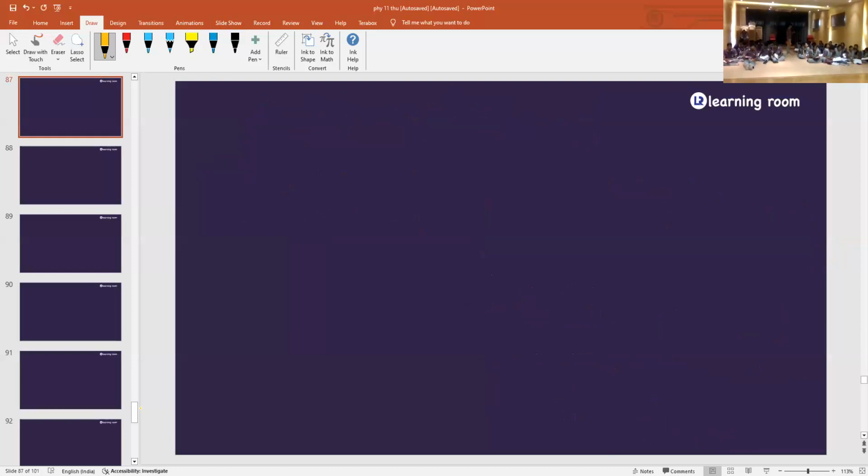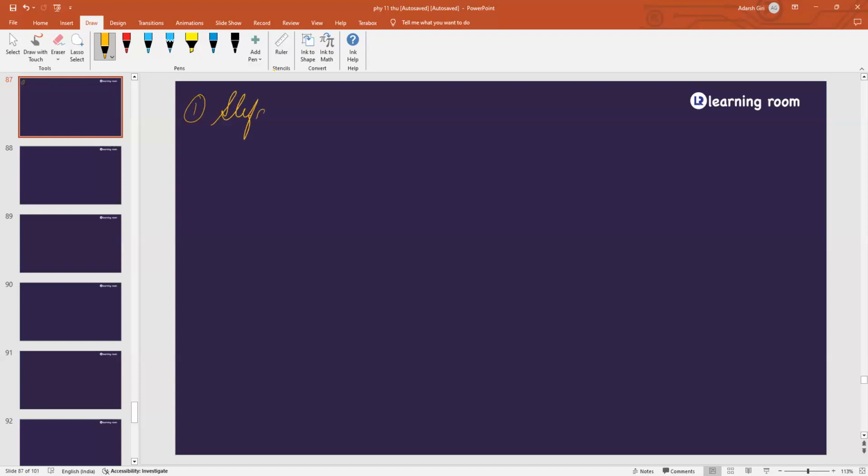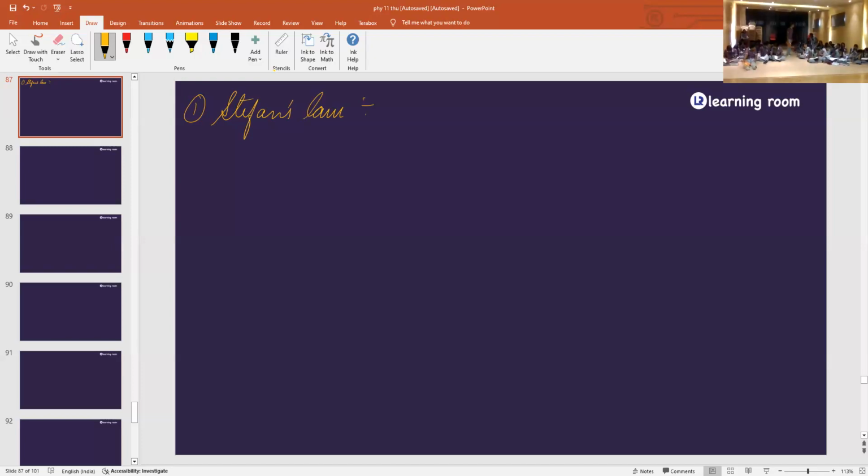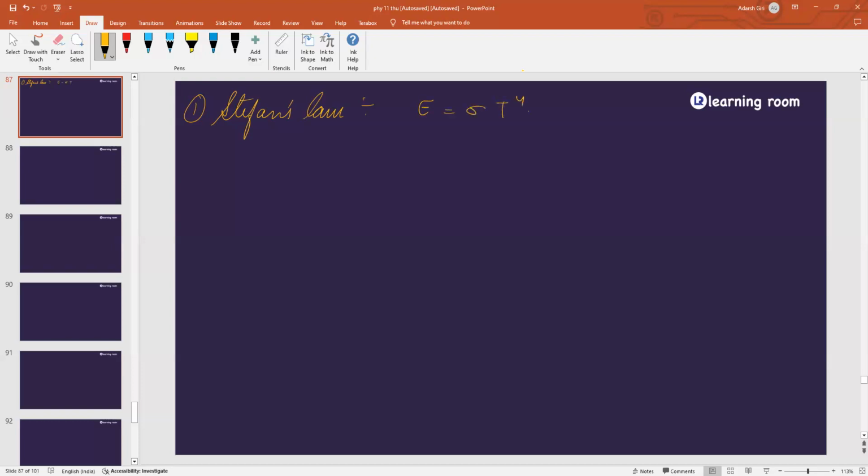So, last few questions. One is Stefan's law. Stefan's law. You know what a black body is? A black body is a body that can absorb and emit all types of radiations. So the energy emitted per unit area of a black body is nothing but E equals sigma T to the power 4. You must have studied this formula.